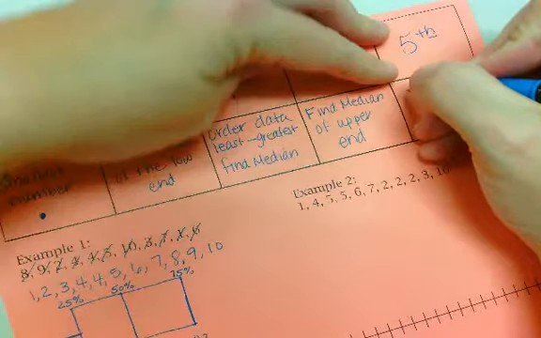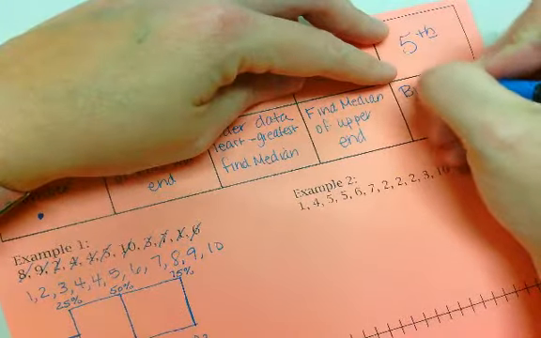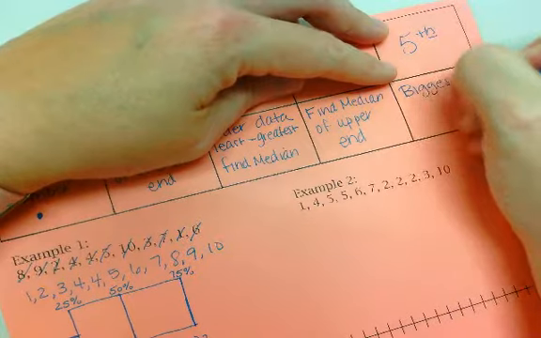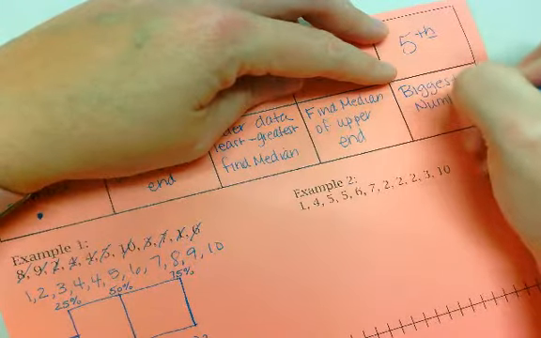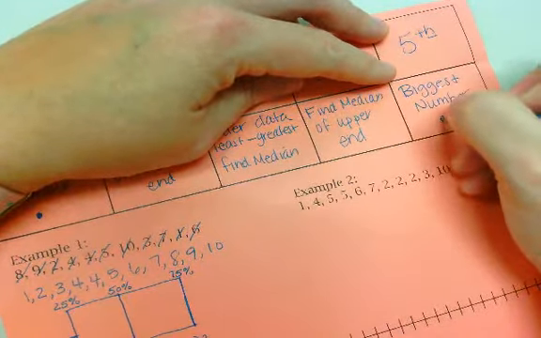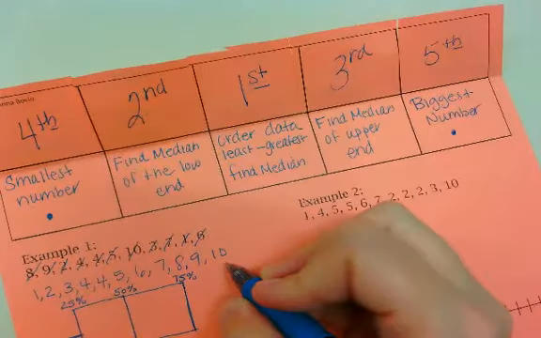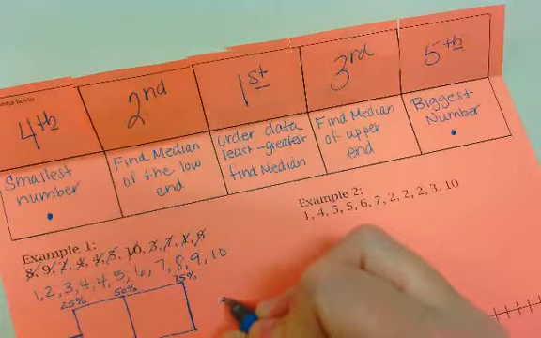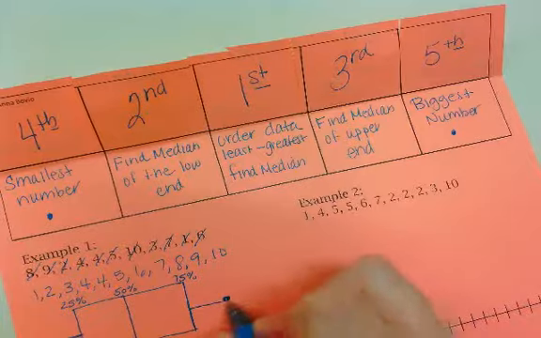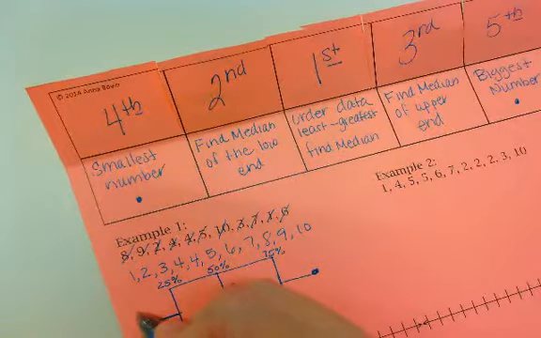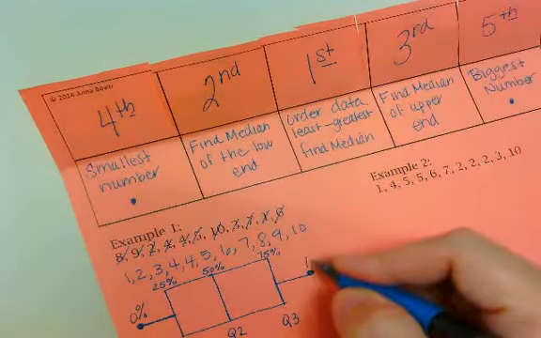And then last, but of course not least, we're going to find our fifth thing, which is our biggest number, or largest, whatever you want to put. We're going to also represent this with a dot. So that would be 10, and we're going to put a little dot and connect. Now understand that this is 0%, and this is 100%.